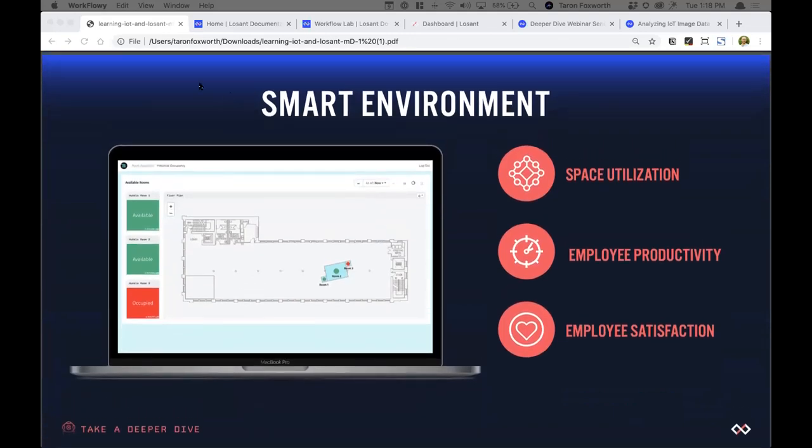And lastly, smart environment. This one is my personal favorite, mostly because it's so darn cool. I like the smart environment because it's all about how do we measure the environments that we're in. And this environment could be anywhere from a meeting room in your office to the floor of the office to the multiple floors. So you have the building or all the way up to the campus, right? So this smart environment is just understanding that space.